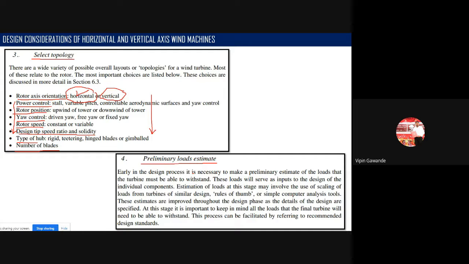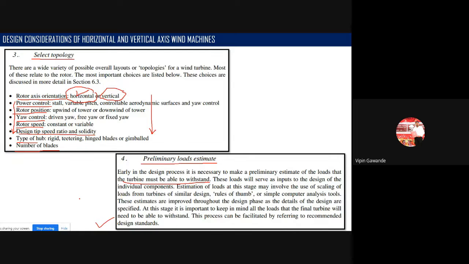Preliminarily, the estimate means the load that the turbine must be able to withstand. So the loads will serve as the input to the design of the individual components. Estimation of the load at this step may involve scaling of the loads from turbines of similar design. Here it is important to keep in mind all the loads that the final turbine will need to be able to withstand, so that we have to consider. This process can be facilitated by referring to the recommended design standards. So here we have to follow the design standards.